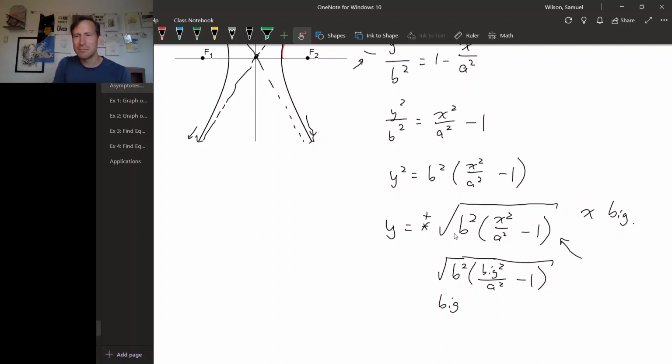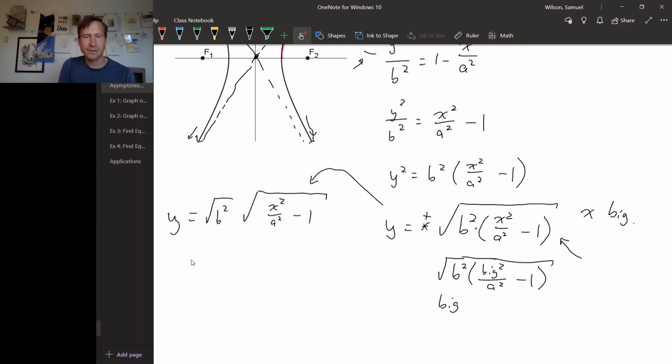So let's see if we can mess around with this expression algebraically to see if we can make anything nice happen when x is big. One thing we can do, and this isn't really an obvious thing to try, but it turns out that it works well, is that we have the square root of a product, so let's split up that square root. So it's the square root of b squared times the square root of x squared over a squared minus 1.